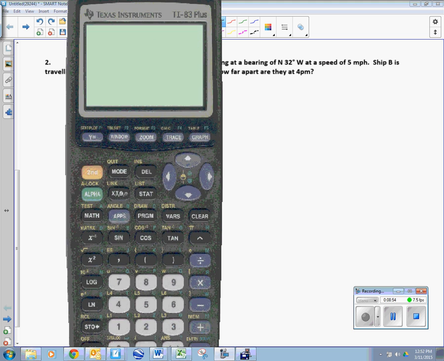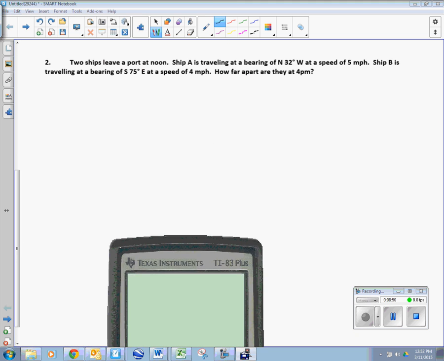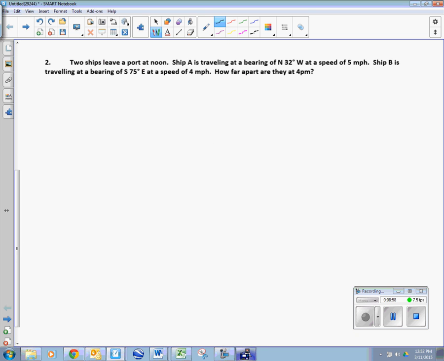All right. So this one, this is a good problem. We like this one. Two ships. That's where we got started. Okay, two ships. And here is your line. Okay, and so those are our coordinates. It says ship A is traveling at a bearing of north 32 west.